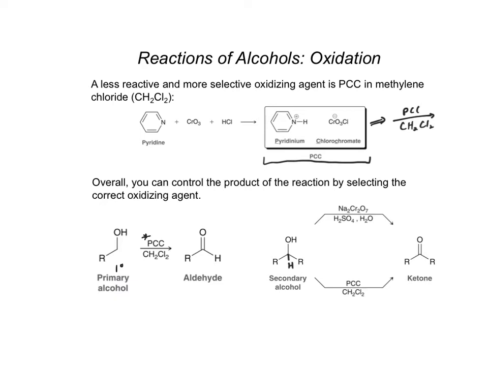Now, if we had a secondary alcohol, we can only oxidize that once anyways to a ketone. So for secondary alcohols, you can use either the chromic acid or the PCC. Depends on whatever you want to do.